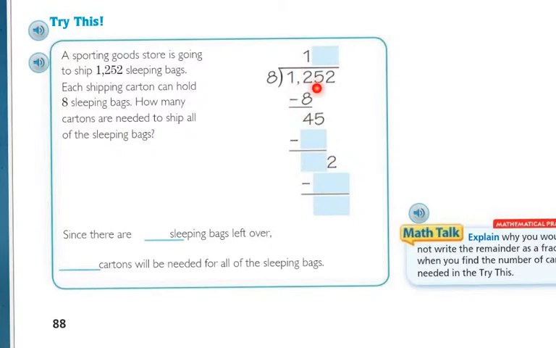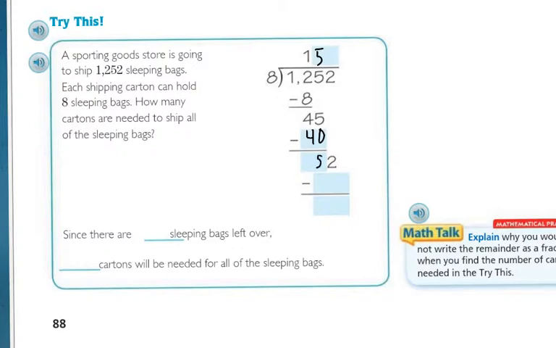Because I can't, 12 minus 8 is 4. Bring down my 5. So now I have 45. 8 goes into 45 how many times? Well, 8 times 5 is 40, right? So then I get 45 minus 40, and I get 5.